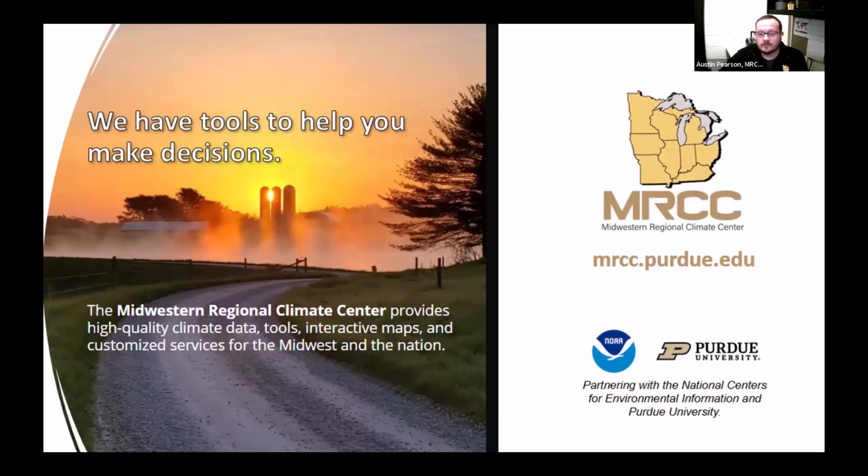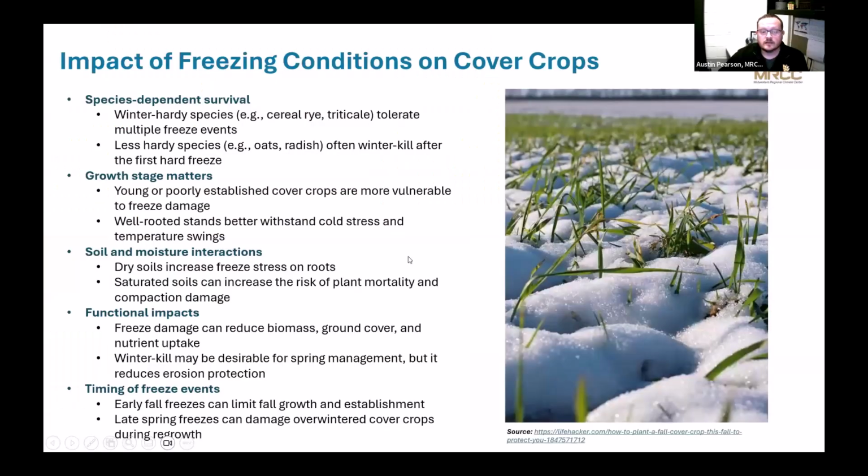And so even though we cover that 9-state region, we can easily see with the freeze date tool that I'll be showing you that we cover a pretty large area with that tool with the north central US, looking at freeze and frost dates for that. So I did want to talk a bit about the impact of freezing conditions on cover crops before I jump into the tools.